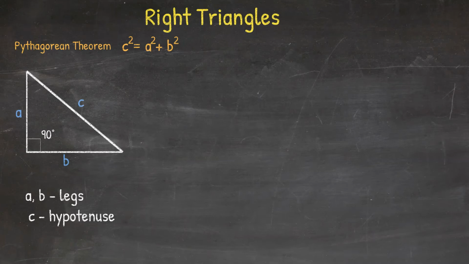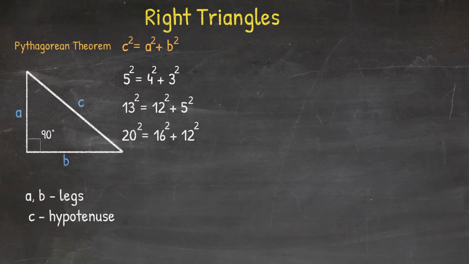The following three dimensions tend to come up on the SAT more frequently than others. Right triangles with sides 5, 4, and 3; 13, 12, and 5; and finally 20, 16, and 12.